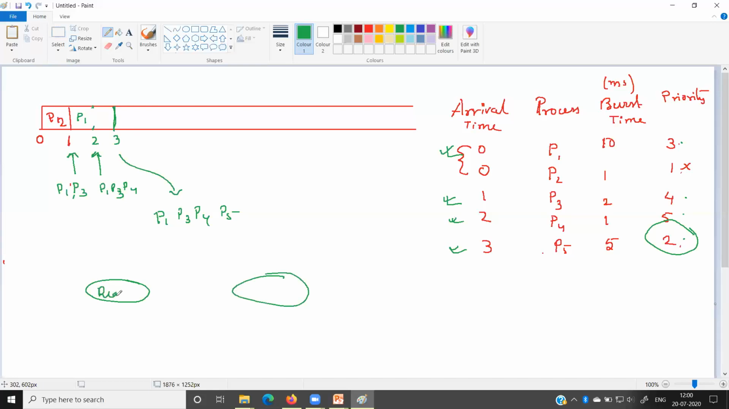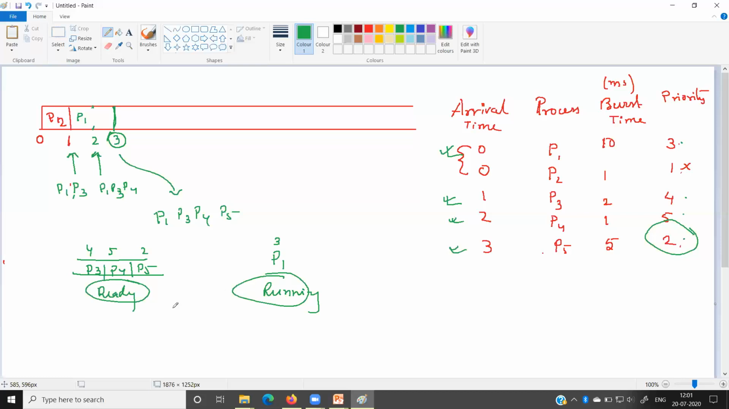So this is my ready state. This is our running state. Now, in our ready state, what processes are present at this time instant 3? P1, P3, P4, and P5. I am drawing this process state diagram for the time instant 3, and P1 is in the running state. Now if you write down the priority of all the processes, it is 4, this is 5, this is 2, and this is 3.